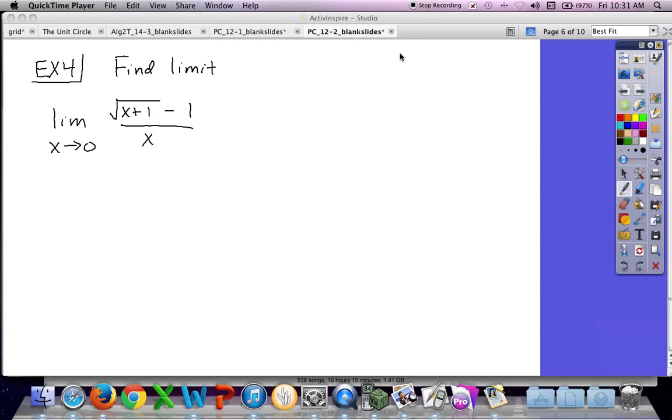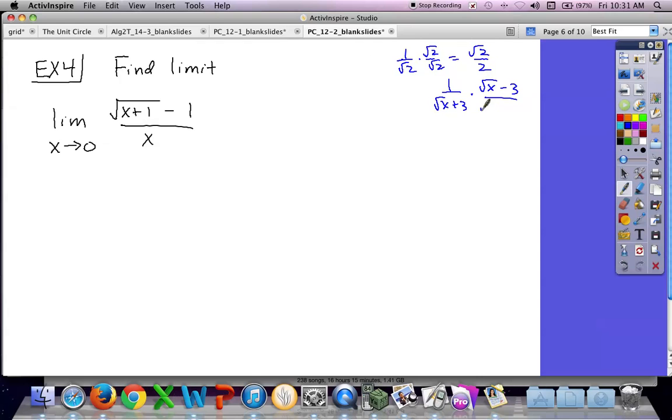If you had something like 1 over the square root of 2, you would multiply by the square root of 2 over the square root of 2, so you get rid of the radical in the denominator. Also, if you had something like 1 over the square root of x plus 3, you would multiply by the square root of x minus 3 over the square root of x minus 3. Right? That was the technique when you had 2 terms in the denominator.